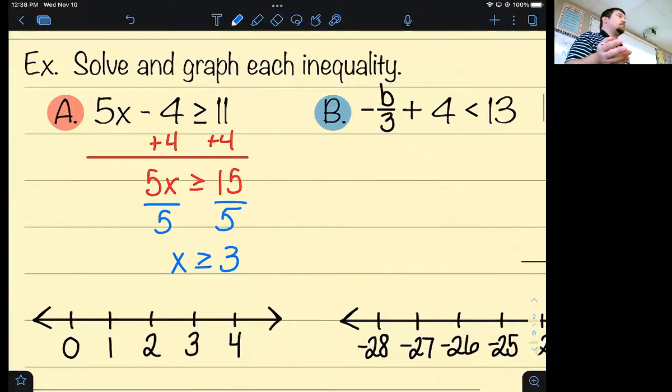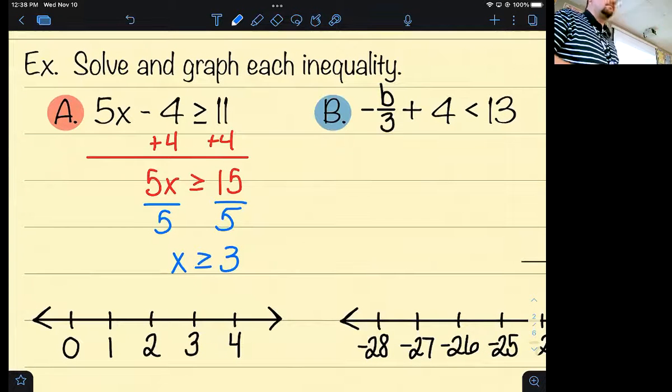And then we graph. What do you guys think? Open or closed circle around the 3? It's going to be closed because it has the bar underneath the symbol. And is X bigger or smaller? Bigger, so we shade to the right.